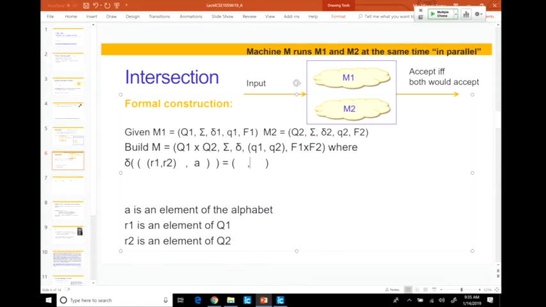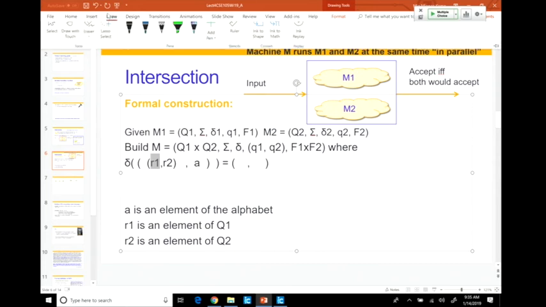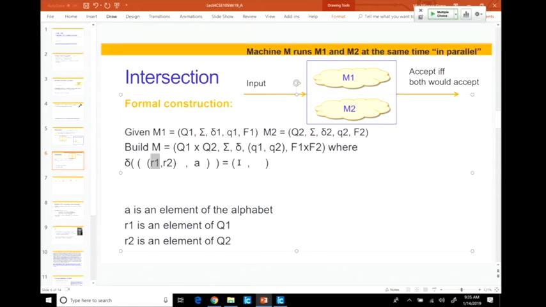Awesome. So this component is telling us about what M1 does. And so we want to record here the state that M1 would go to if it was in R1 and read A. So if we're in M1 and we read A, what M1 does is apply the transition function delta 1 to the state R1 reading A. And similarly, M2 is going to apply its transition function delta 2 to the state R2 reading the very same symbol. Okay, so that's what we mean when we say running in parallel.